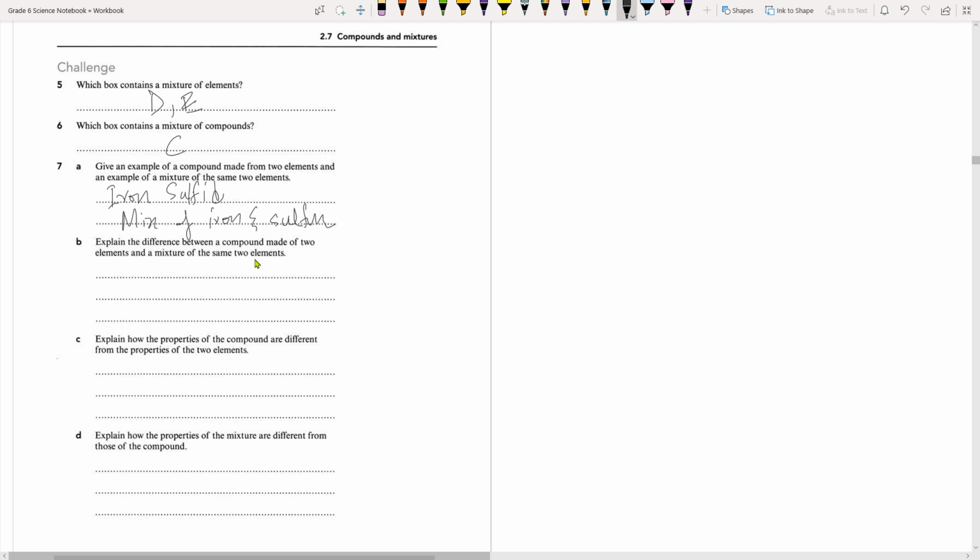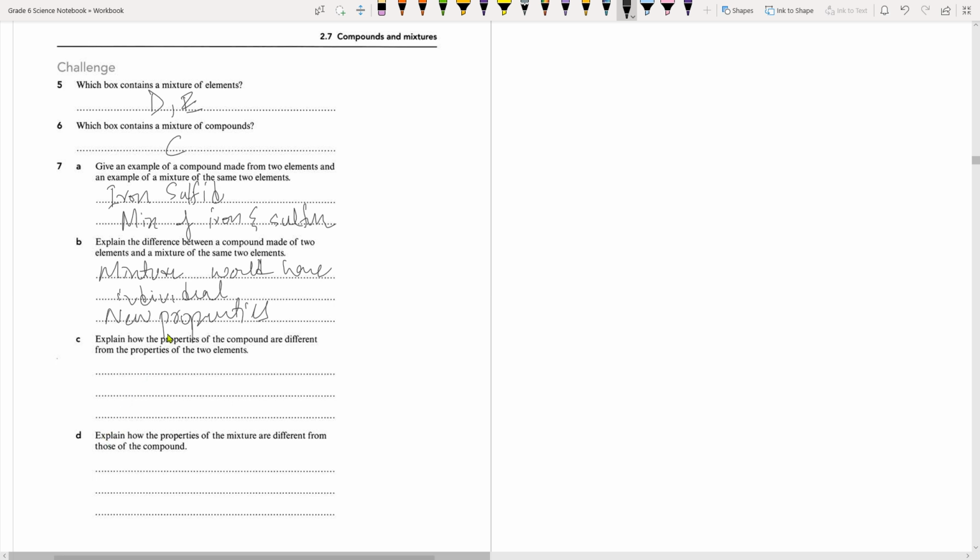Explain the difference between a compound made of two elements and a mixture of those two. A mixture would have individual properties, and a compound would have new properties. As I said, I'm just giving you hints. You can compare with your notes. Your answer must tackle these points.